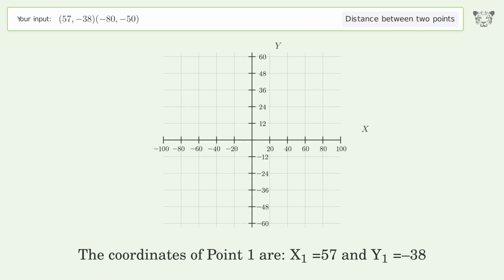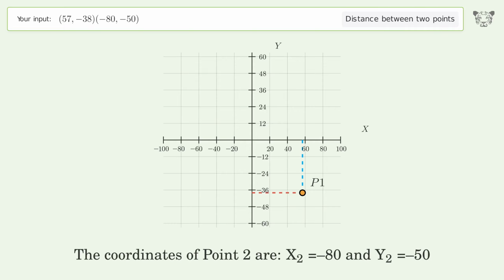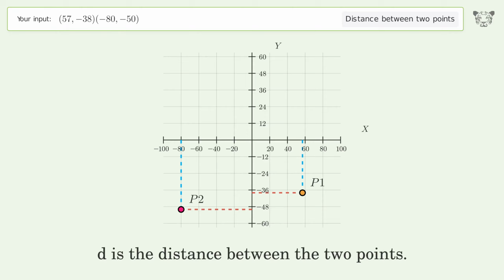The coordinates of point 1 are x1 equals 57 and y1 equals negative 38. The coordinates of point 2 are x2 equals negative 80 and y2 equals negative 50. D is the distance between the 2 points.